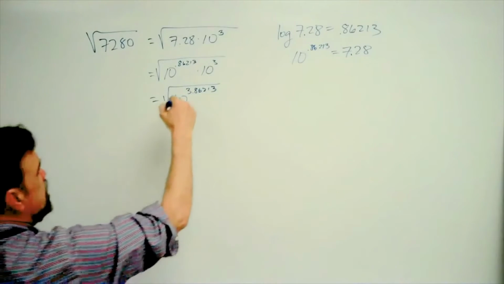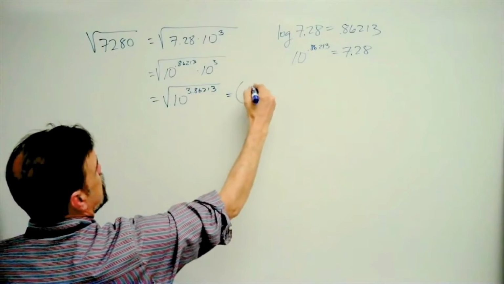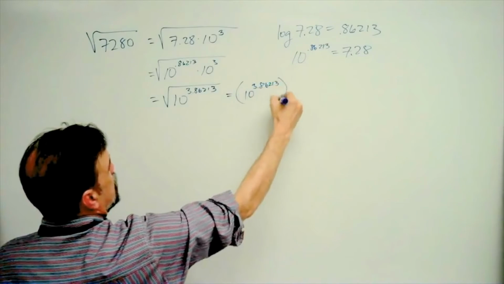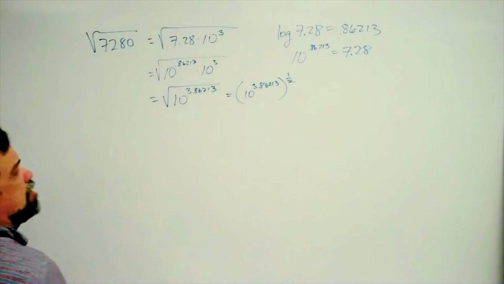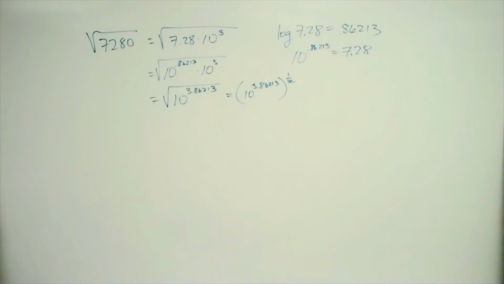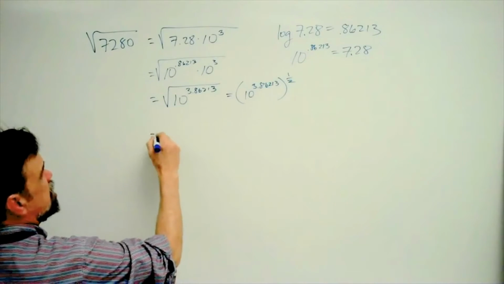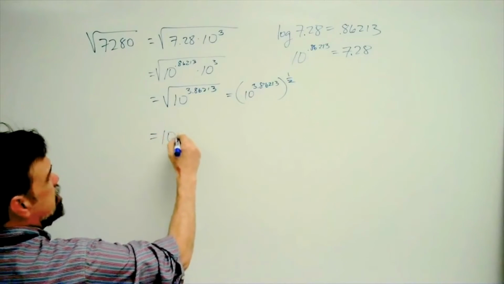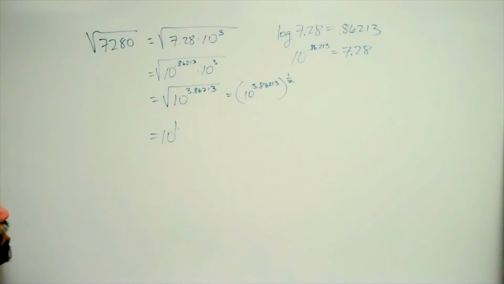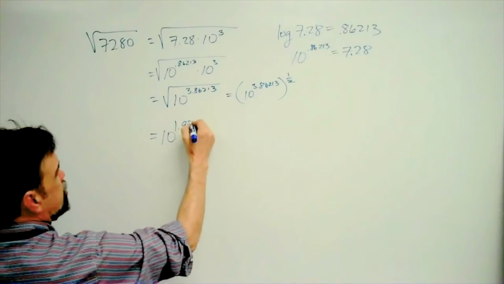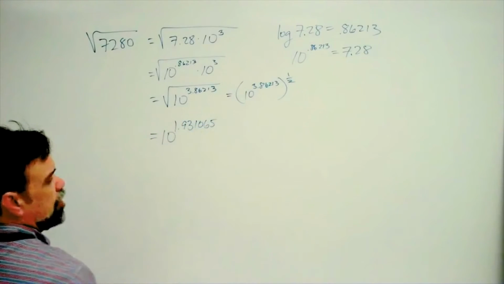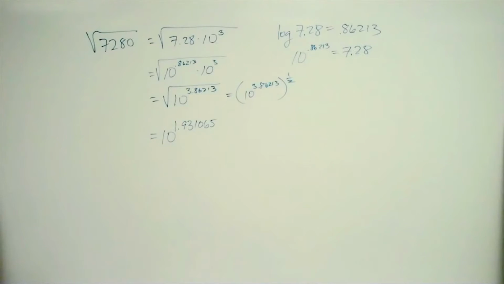Well, what does square root mean? It means to the 1/2 power. Okay? And now that I have that to the 1/2 power, what am I going to do with these exponents? I multiply those exponents. So now I get 10 to the, let's see, what's half of that? 1.931065 power. I believe that's right. And so there's my answer: 10 to the 1.931065 power. Unfortunately, this isn't real helpful.